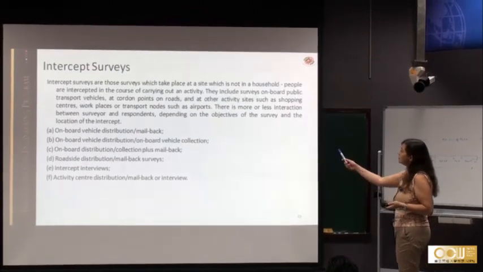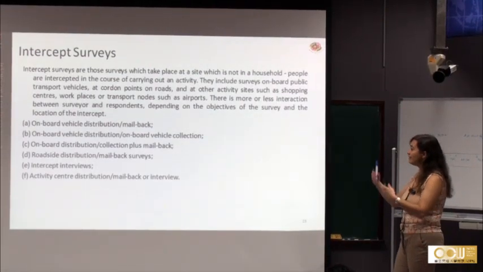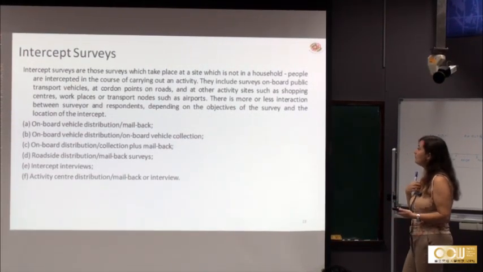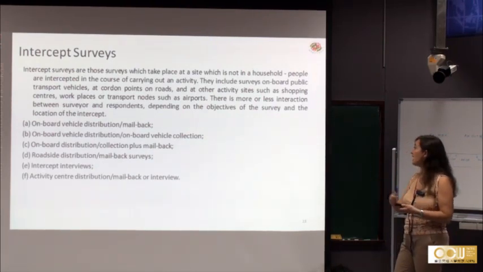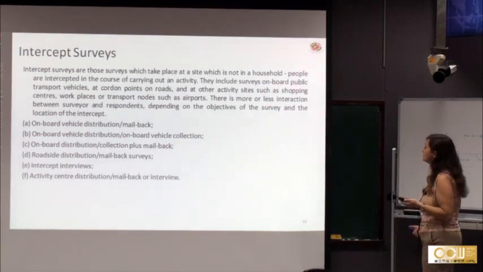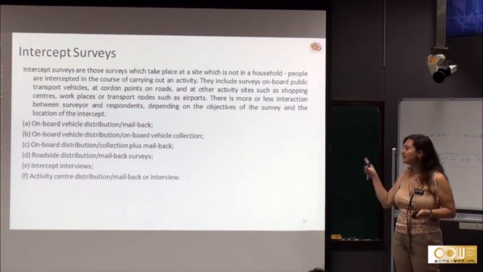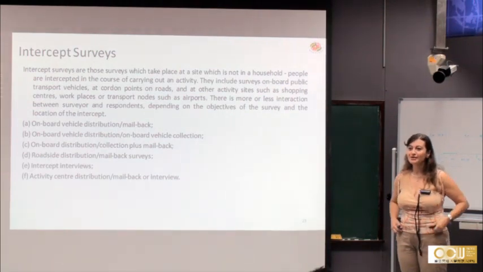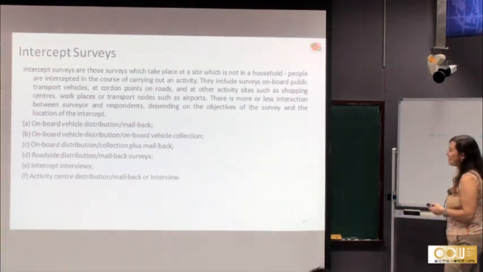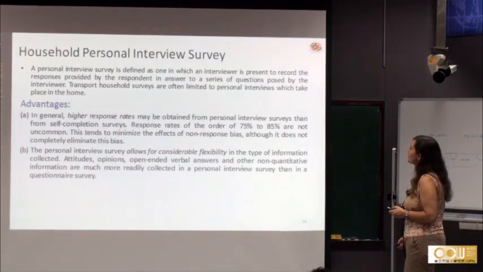And so on. So these are onboard vehicle distribution, and then you tell them to mail back, or everything happens on board. Or you collect some information on board, and then you mail other information. You can have roadside distribution, intercept interviews, and activity centers, for example, at the shopping mall. We have tried this, but in the US it didn't work. People at the shopping mall were too busy shopping, so nobody stopped to answer our questions. So we had to change approach.